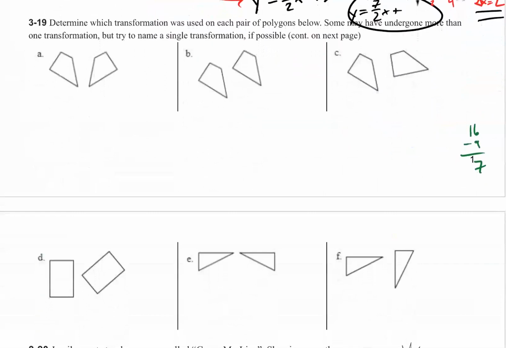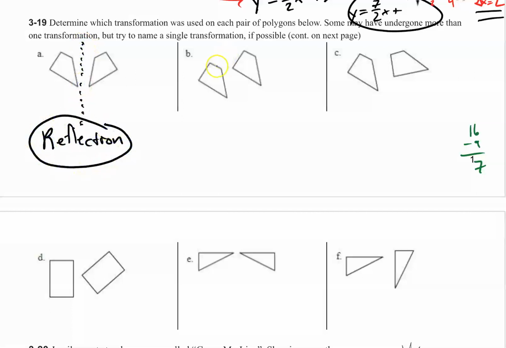3-19, determine which transformation was used. So for this one, this is a mirror image. We call that a reflection. This one looks like it just slid over, and the ones that slide over are called translation.